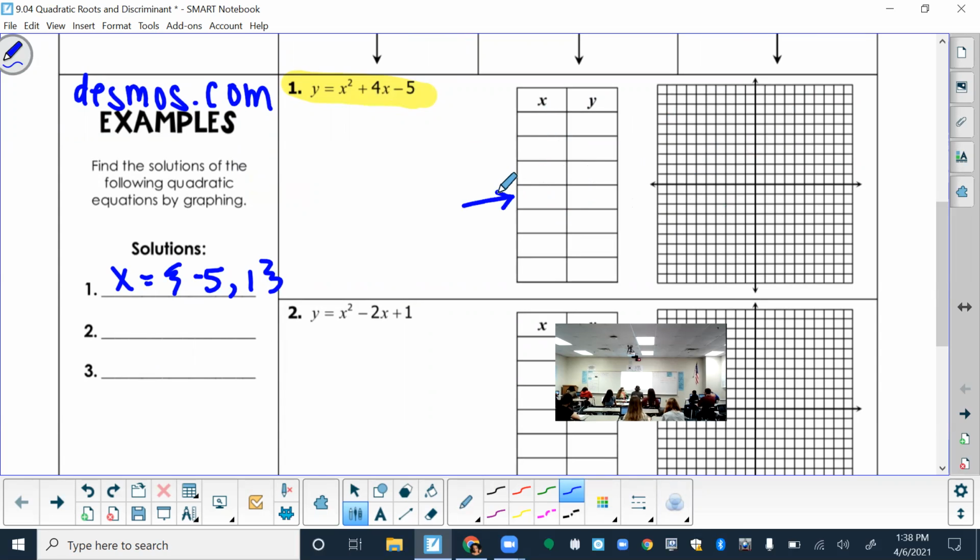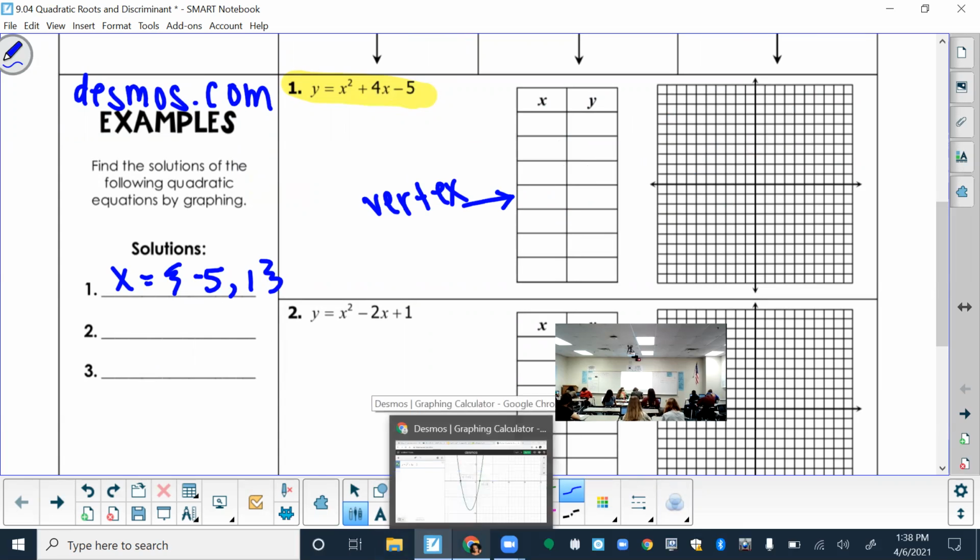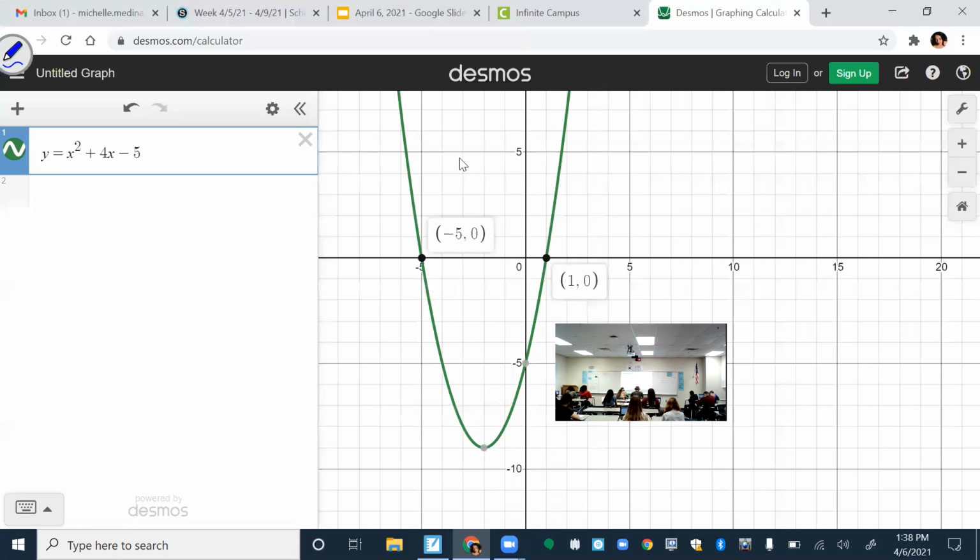All right, because remember your vertex will always go in the middle. I can graph it on Desmos and look at where the vertex is. So remember the vertex is either the highest or the lowest point. So on this graph, I'll just hover over the vertex. It's -2, -9.